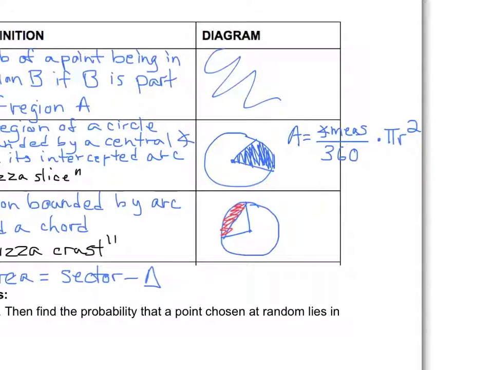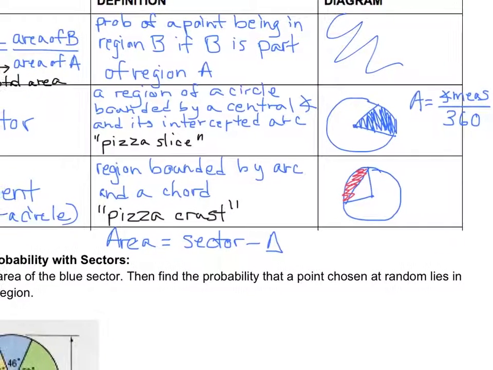And then again, when we're talking about segment, we're going to take that sector area. So this whole sector we need to find first, and then subtract out the triangle that is not being used in the area total. Sector minus triangle.